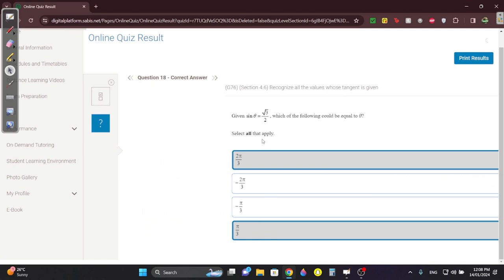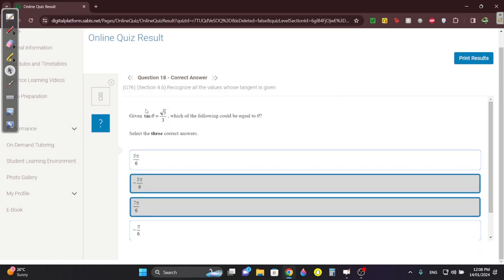Question 18, same thing, you just check each one. Just use tan. Do tan negative 5 pi over 6, you're going to get radical 3 over 3. Just check it for each one and see which ones are correct.